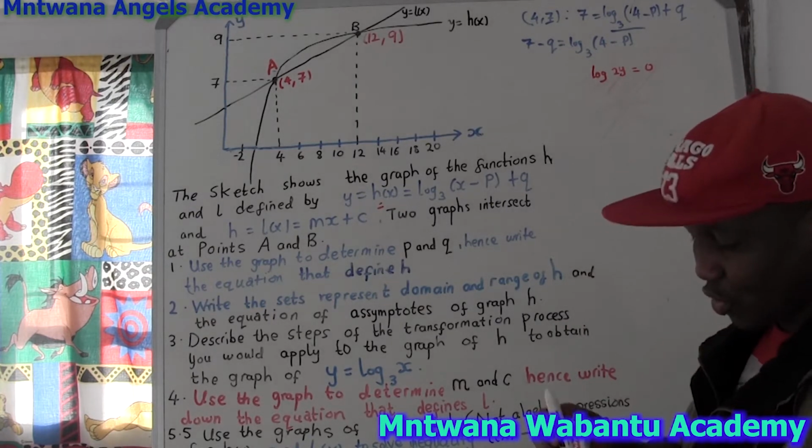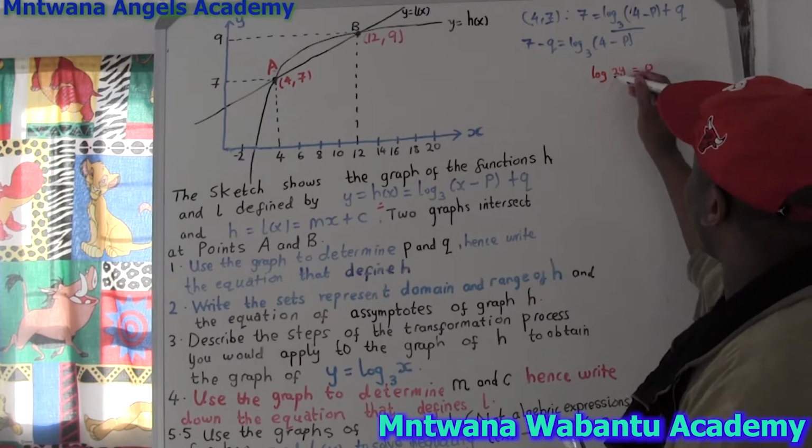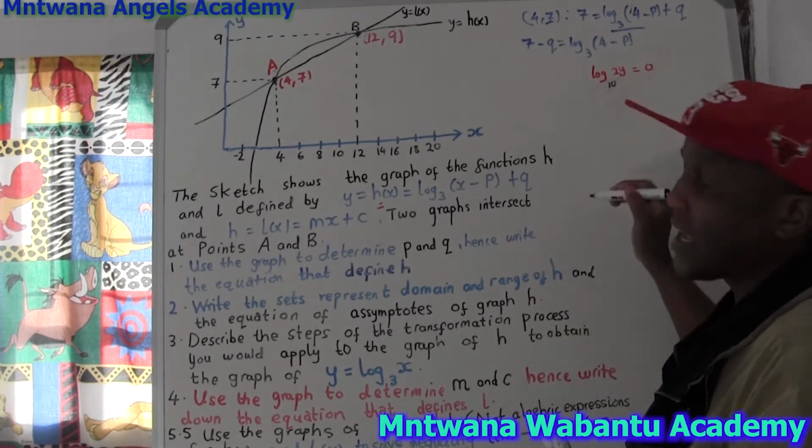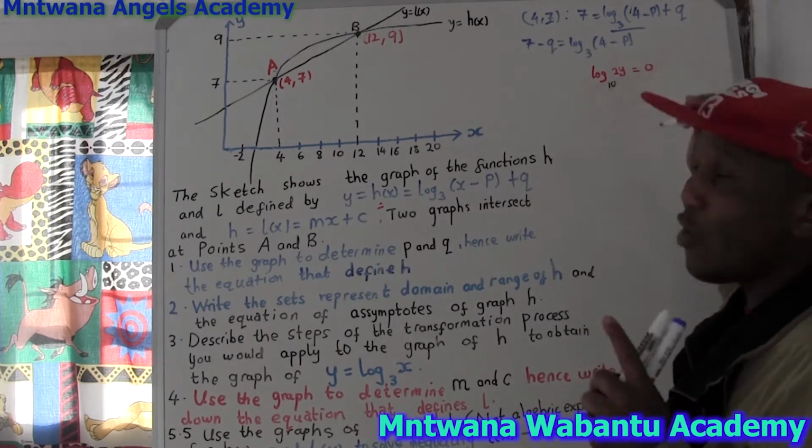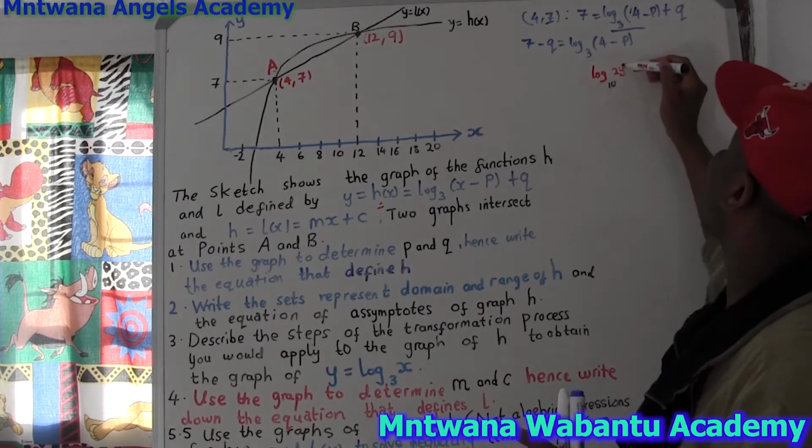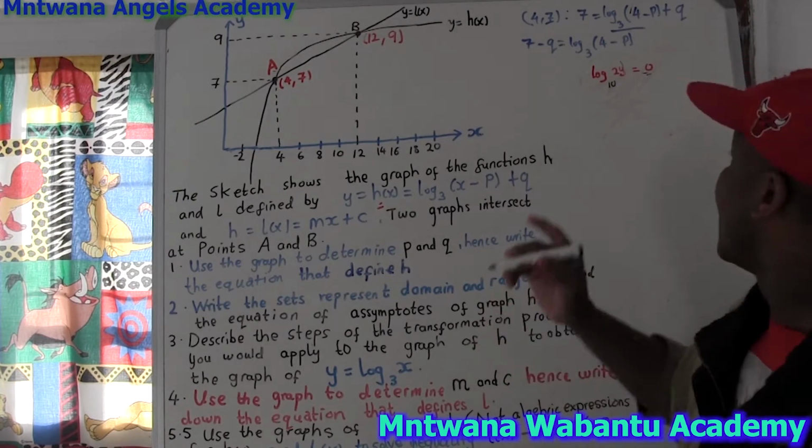So you can apply the exponential rule here. How does the exponential rule work? Look, there's no base written here, which means this is base 10. You only apply the exponential rule when you have a log on one side and the other side must be a number. So how are we going to apply it?